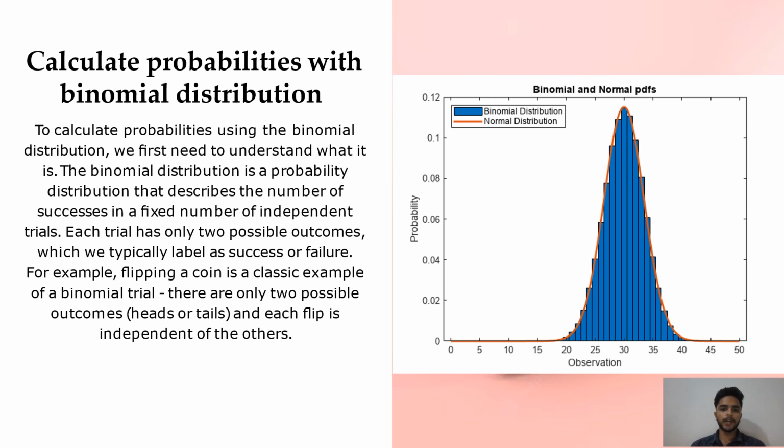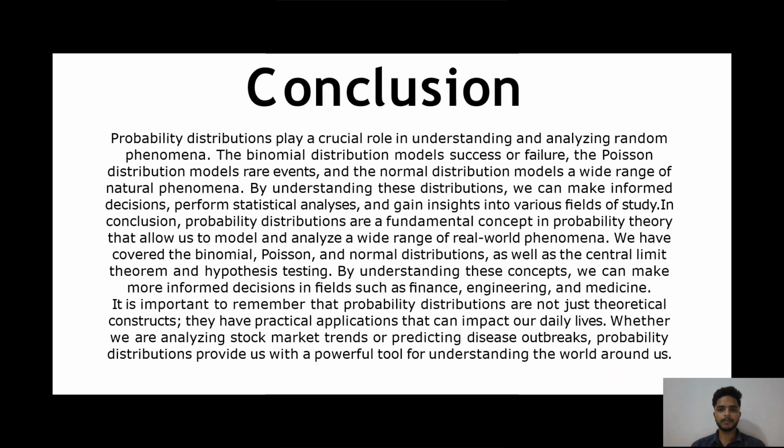Calculating probabilities with binomial distribution. To calculate probabilities using the binomial distribution, we first need to understand what it is. The binomial distribution is a probability distribution that describes the number of successes in a fixed number of independent trials, where each trial has only two possible outcomes, which we typically label as success or failure. For example, flipping a coin is a classic example of a binomial trial. There are only two possible outcomes, heads or tails, and each flip is independent of the others.